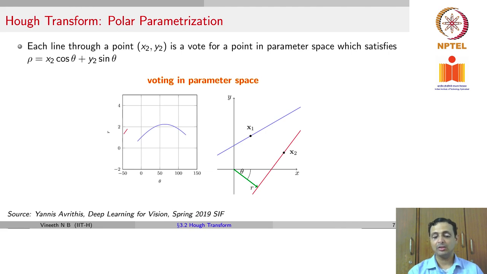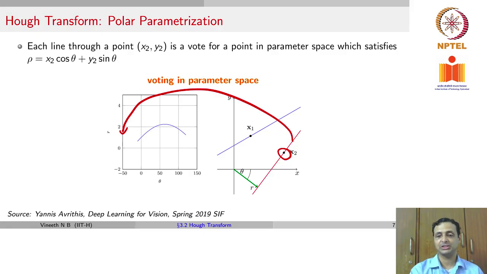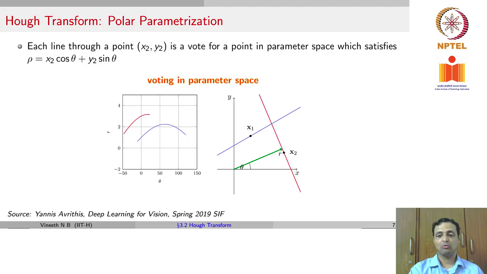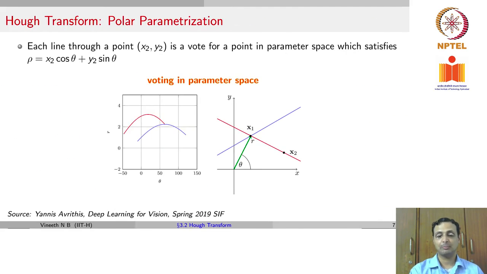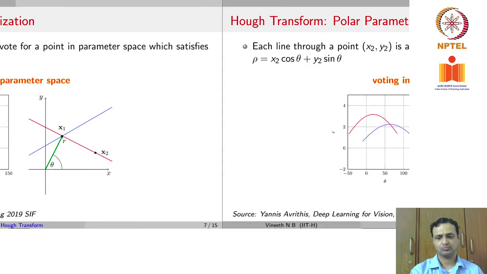Similarly, you could have another point x2 in your original space through which you would have another set of lines that can pass in your original Cartesian space, and each of those lines may vote for a different parameterization in your parameter space. You can see that again here with several examples. For several lines that pass through x2, you get several votes in the parameter space.